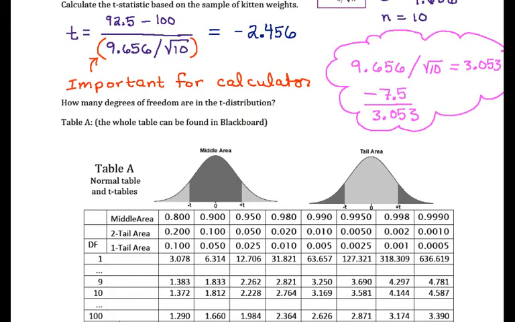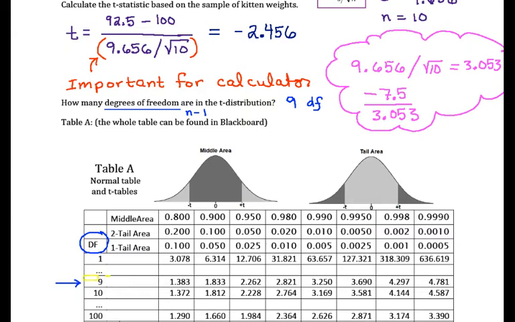Okay, so we have a t-score of negative 2.456, and how many degrees of freedom in the distribution? Remember that we always use n minus 1 when we're working with one mean. So n in this case is 10, and therefore we would say 9 degrees of freedom. Now the way we use this table is that we first look up the correct degrees of freedom over here, and we see that this is 9.